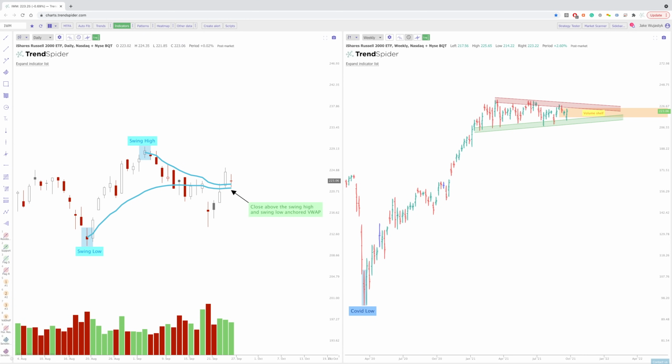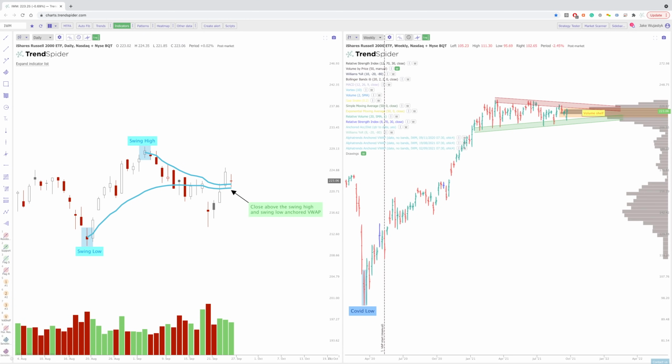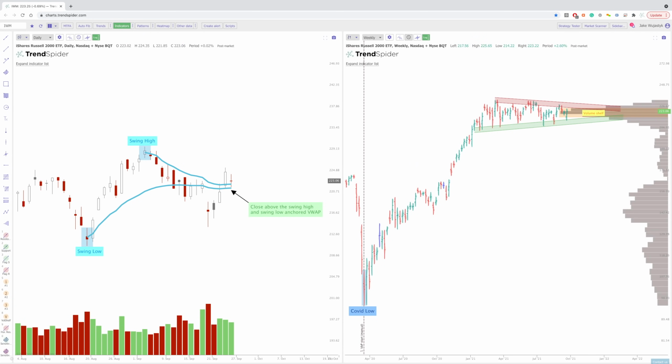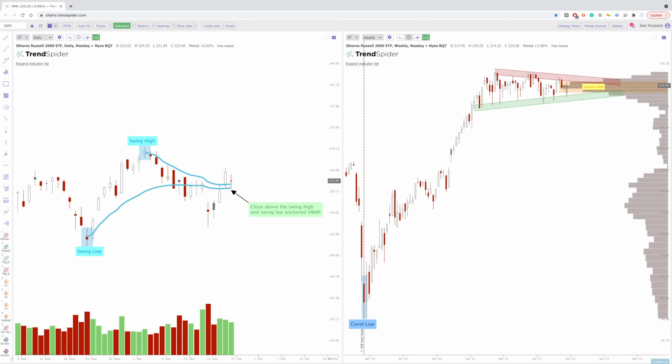Now, if we do turn on the volume by price, you'll see here that we had some volume above the point of control, but if you turn on just a regular candle here, or a hollow candle, excuse me, we did close right at the point of control.